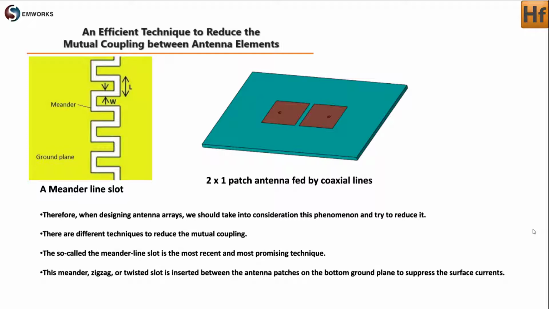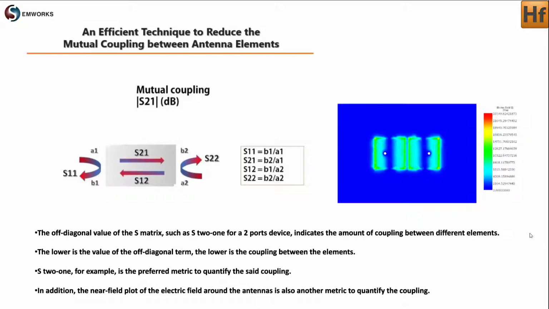This meander, zigzag, or twisted slot is inserted between the antenna patches on the bottom ground plane to suppress the surface currents. The off-diagonal value of the S matrix, such as S21 for a 2-ports device, indicates the amount of coupling between different elements.